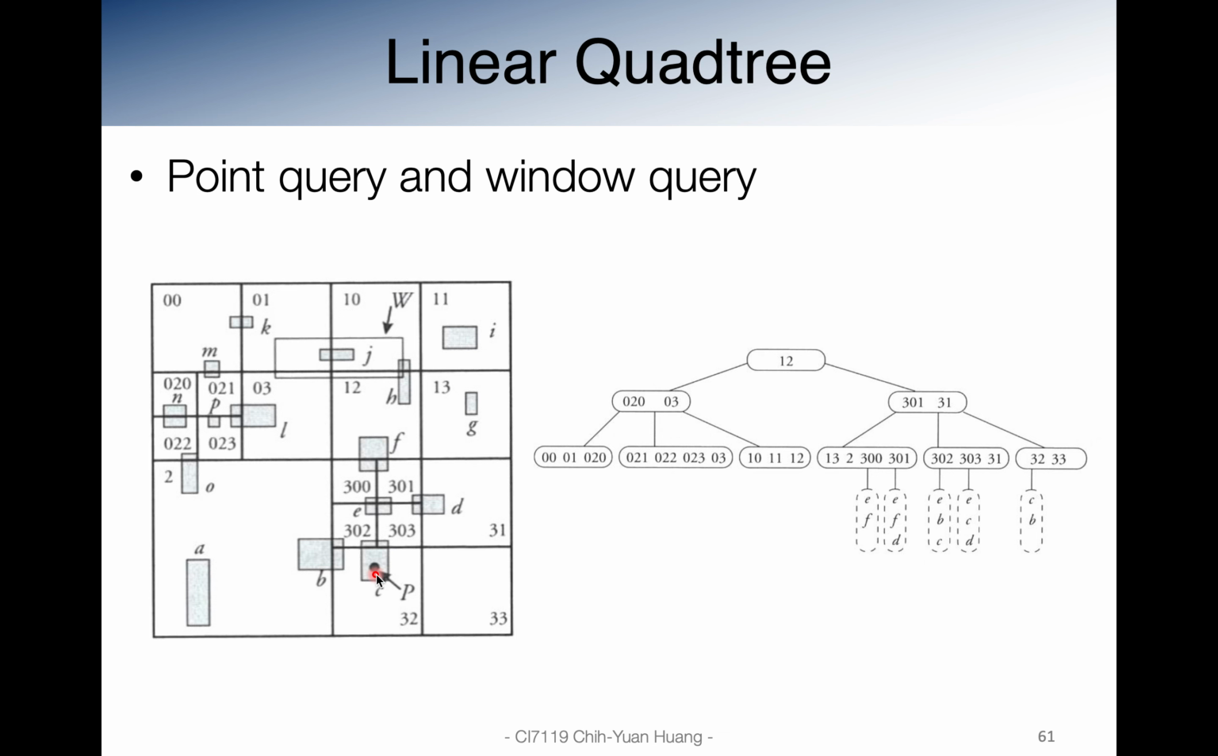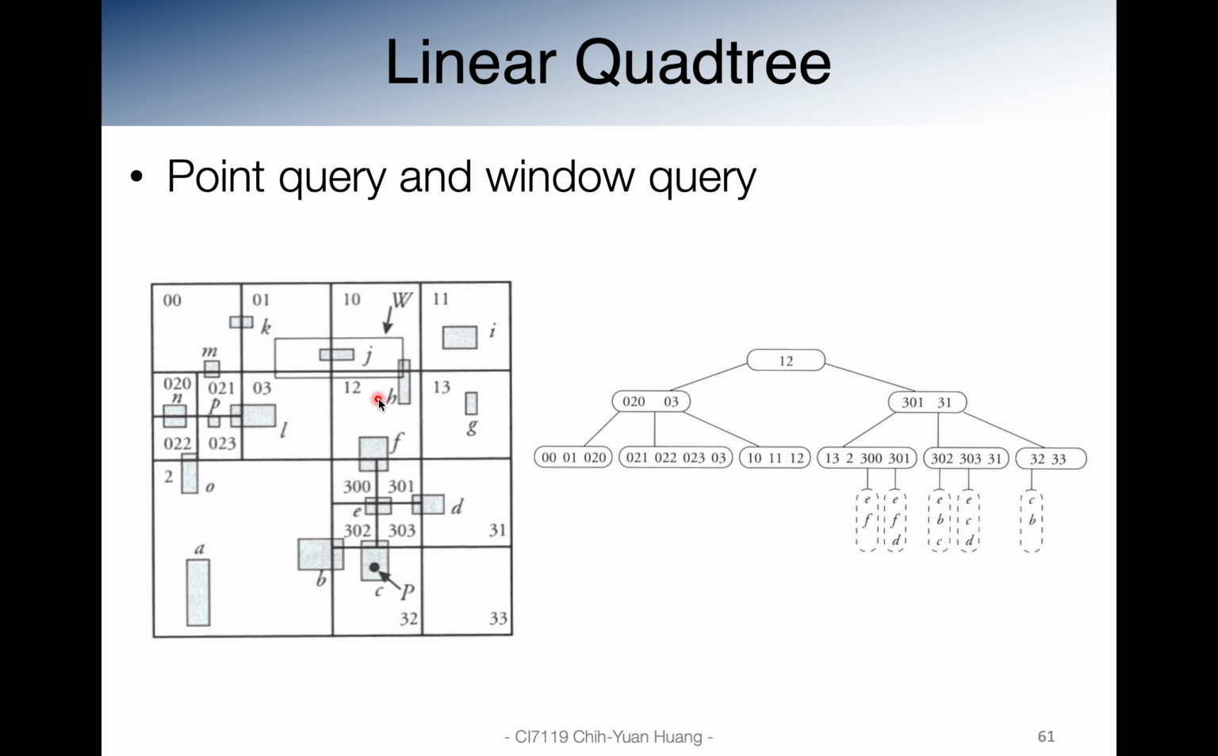It should be pretty easy to handle by using the linear quadtree, or you can say point query can be handled efficiently by using the space-driven approach. However, the problem for the space-driven approach is the window query. As you can see, the window query over here, we have W as the window query. It covers the 0, 1, 1, 0, and 0, 3, and 1, 2.